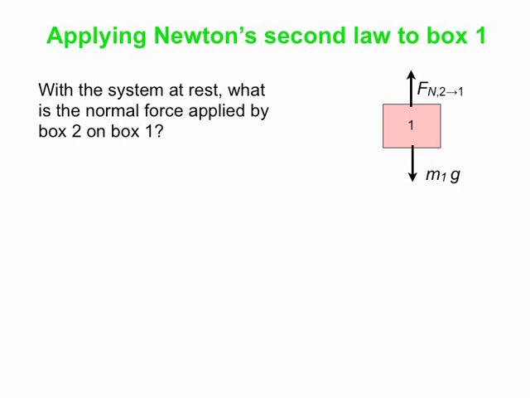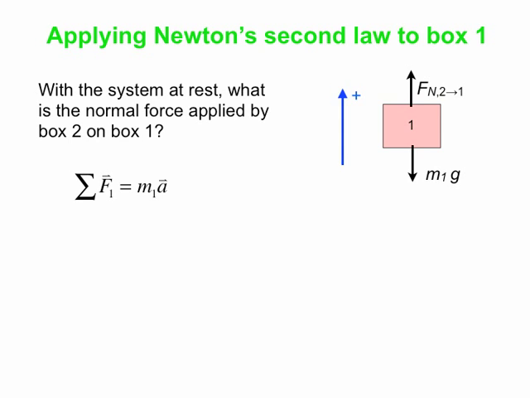Okay, so we will go on from there and say, well, what's the normal force applied by box 2 on box number 1 if the system's at rest? So we're applying Newton's second law. The sum of all the forces added up as vectors on box number 1 is the mass of box 1 times its acceleration. But we know the acceleration is 0.